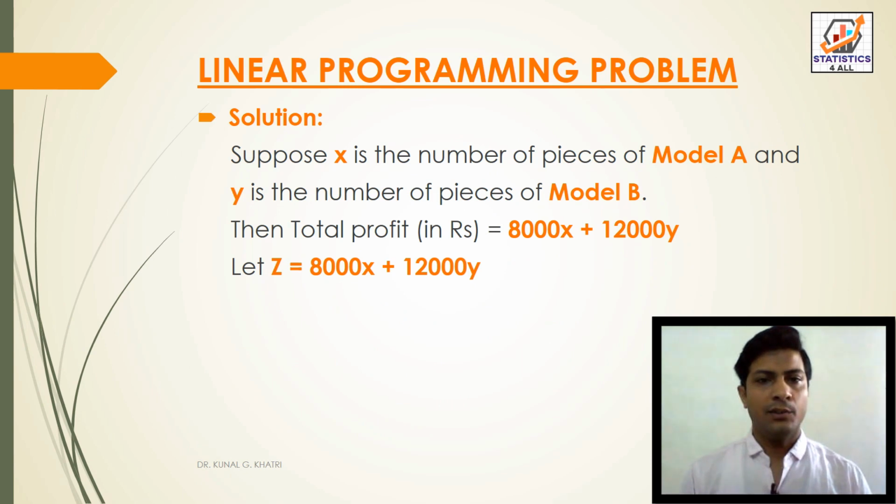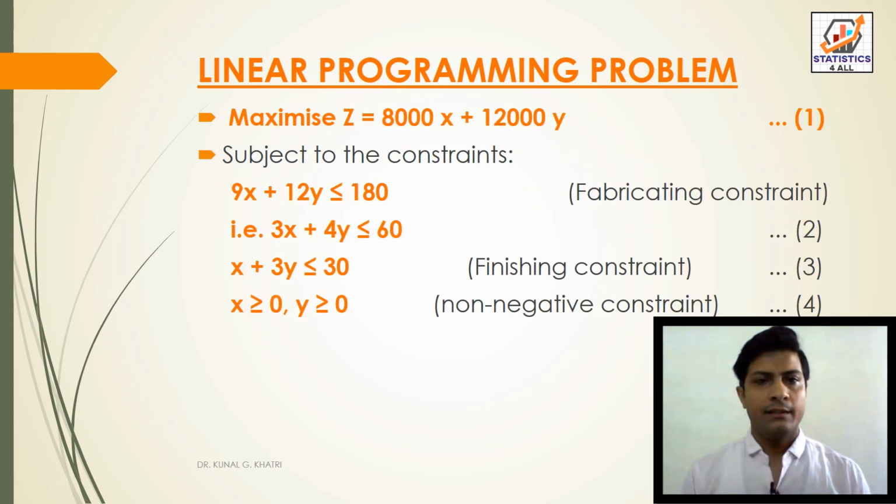Solution. Suppose x is the number of pieces of model A and y is the number of pieces of model B. Then total profit in rupees is equal to 8,000x plus 12,000y. Let Z be our objective function. Z is equal to 8,000x plus 12,000y. So maximize Z, the objective function Z is equal to 8,000x plus 12,000y.